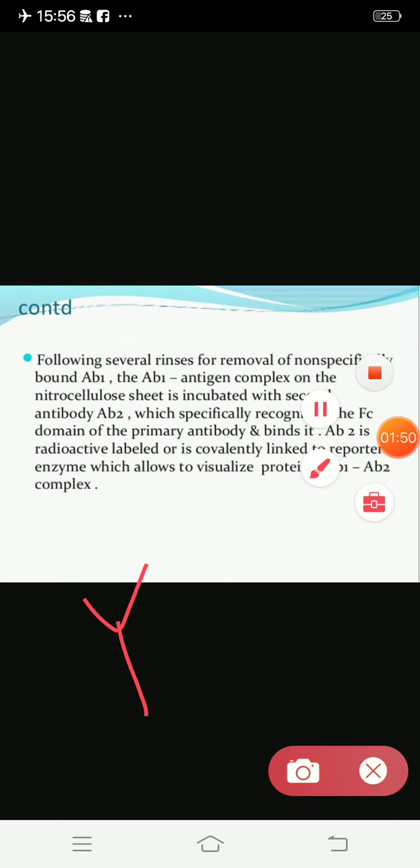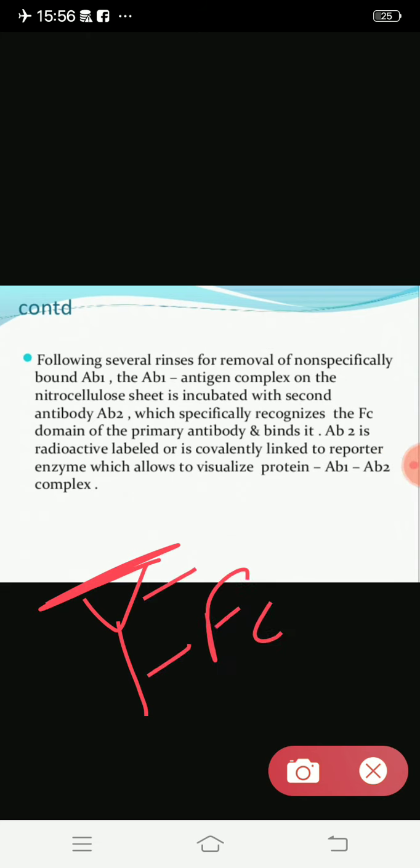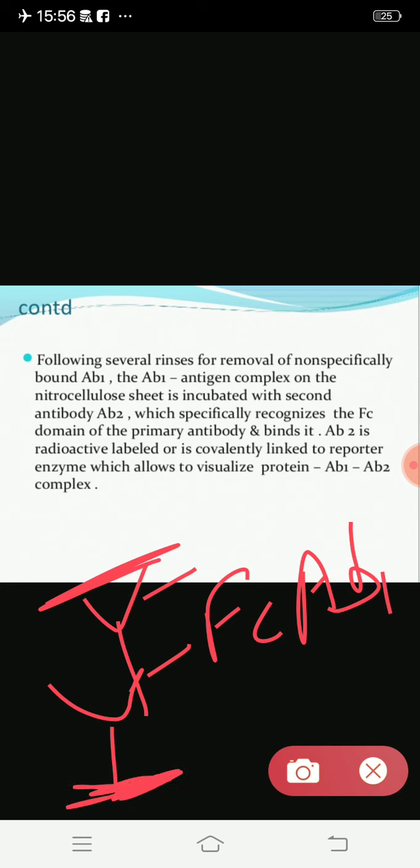As I showed in your figure, this is your primary antibody. This is the Fab region and this is the Fc region. So the secondary antibody will recognize the Fc region of the first antibody. It will bind to it, and it is a radioactively labeled substance. So you can determine the protein, antibody 1, antibody 2 complex. You can visualize this complex under autoradiography, or under fluorescence, or by the color change method.